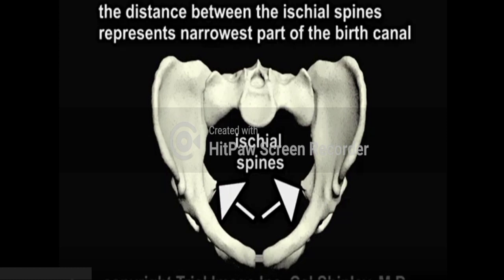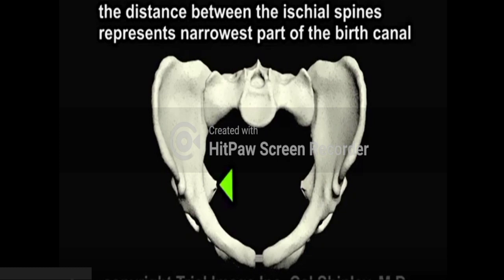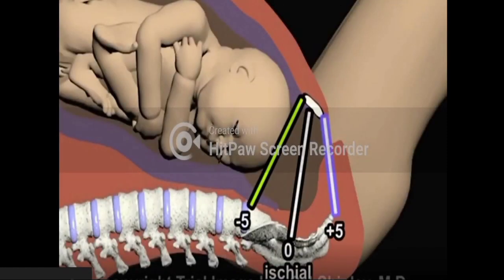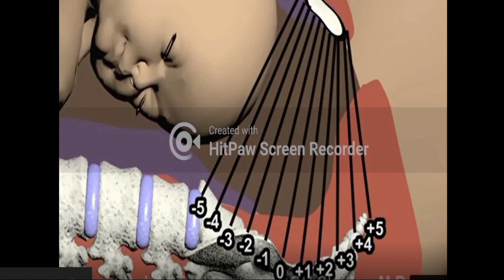The significance of the ischial spines is that they represent the narrowest part of the birth canal, and therefore the most difficult portion of the canal for the fetal head and shoulders to traverse. The ischial spines are assigned a fetal station value of 0. In between -5, 0, and +5, fetal stations are assigned sequential values as shown here.